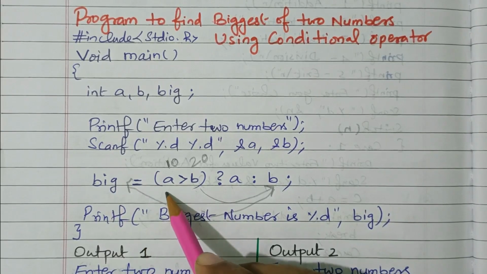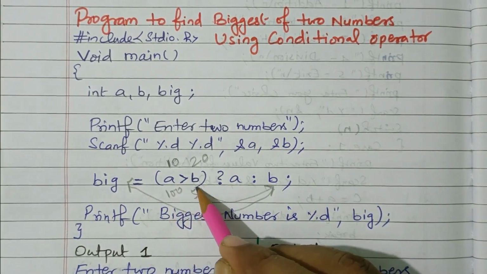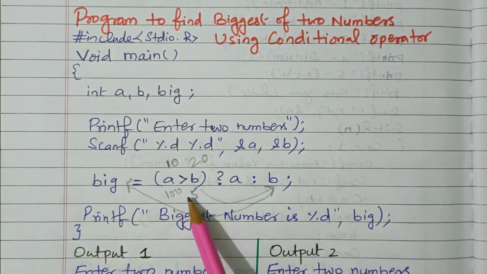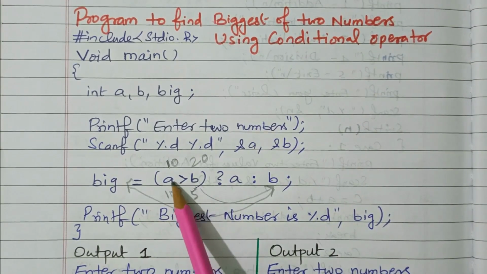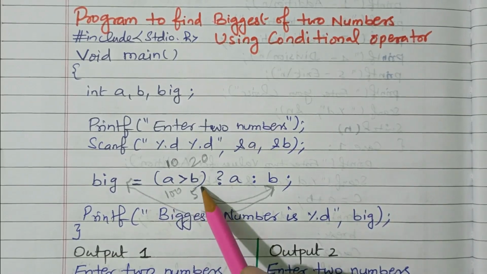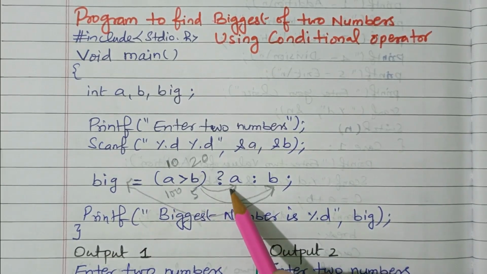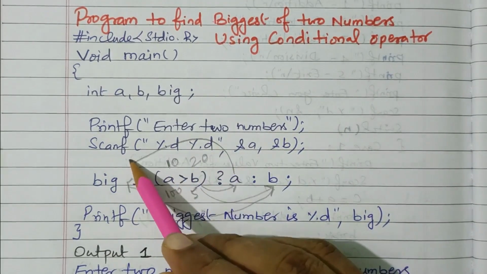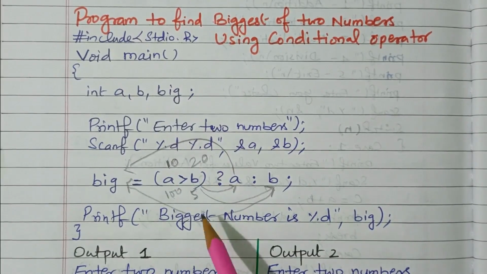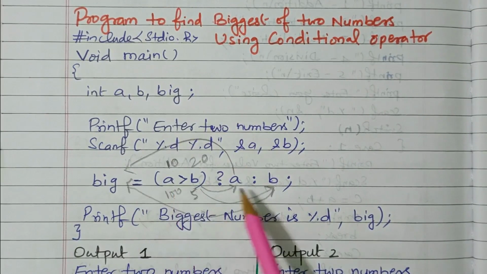Suppose we take another example. This is 100 and this will be 5. In this case, the condition is true. This condition is true, right? A is greater and B is lesser. So what will happen? The control will go to the first expression. So this A value will be stored in big, right? So the condition is true means A will be stored, false means B will be stored.